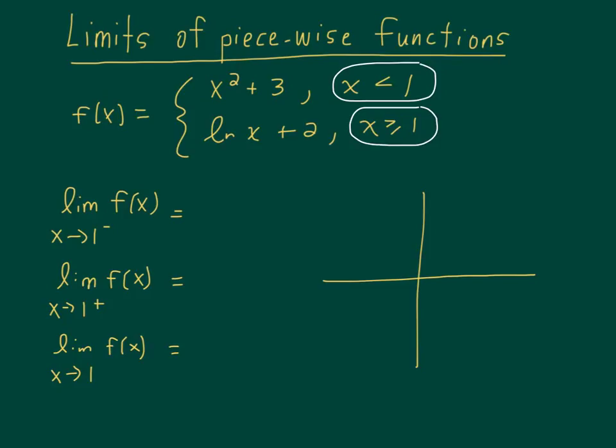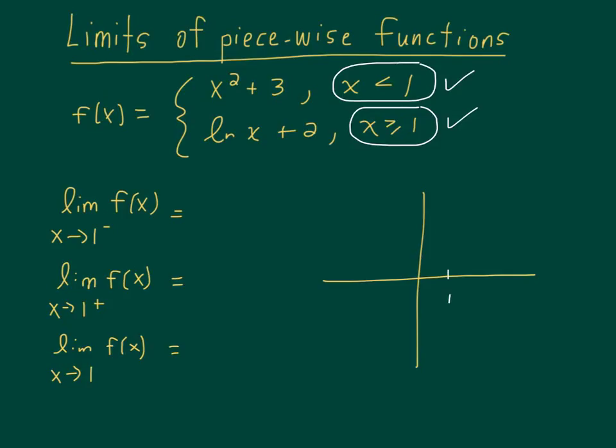So we see three limit questions here, and notice that the x value that we're approaching matches where the rule is changing. So we want to find the limit as x approaches 1 from the left, from the right, and then from both directions. Well, to help us understand this principle, it might be beneficial, at least the very first time, to sketch a picture of what's happening here.